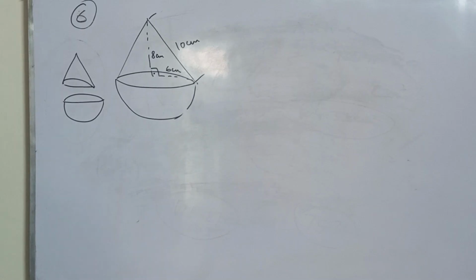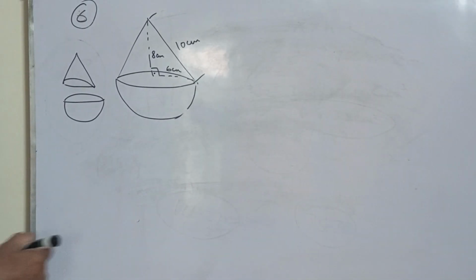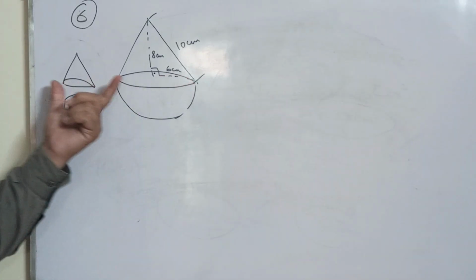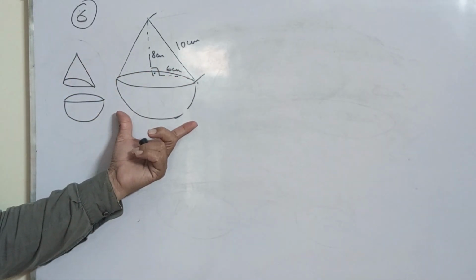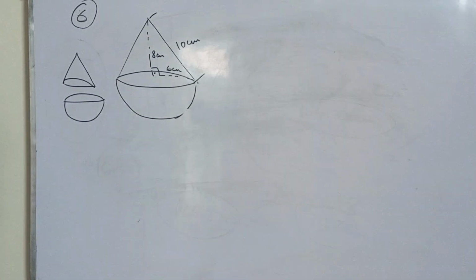So my dear students, this is a very simple question. This is a toy. What we have to do is break this into 2 parts: number 1, the cone, and number 2, the sphere, which is half. It is called a hemisphere.